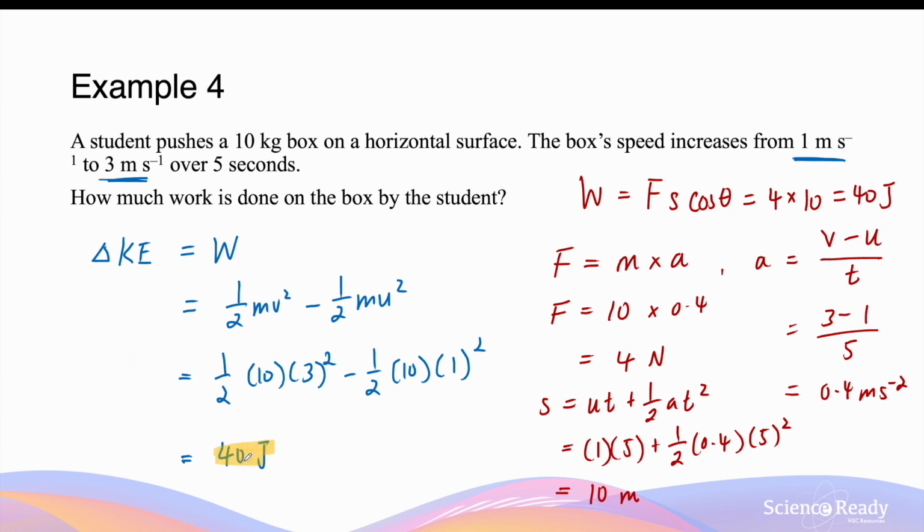So you can see that using the two different methods of either finding the change in kinetic energy or by considering the force and displacement, we arrive at the same amount of work done, which is 40 joules. Now, clearly, in this scenario, using the first approach, which is considering the change in kinetic energy, is far easier as it involves fewer calculations.